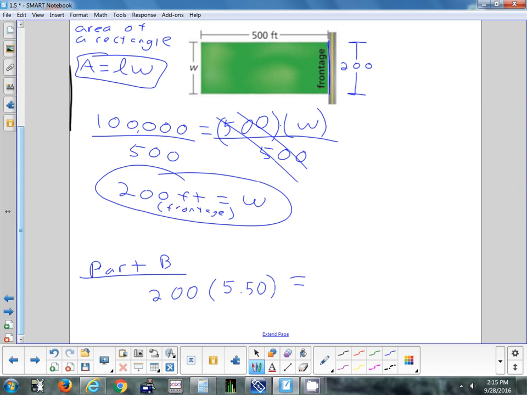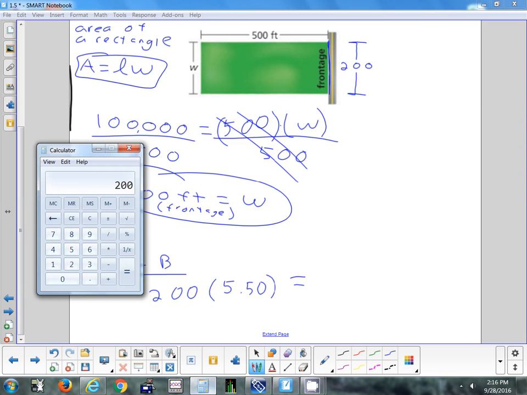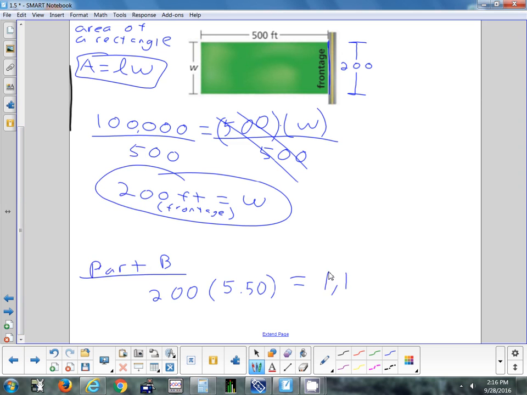$5.50. And that's it. Okay, so multiply those two together, and that'll tell us the cost to put in the new water system. So 200 times 5.50, it's going to cost $1,100 to have the city put in that water system for us.